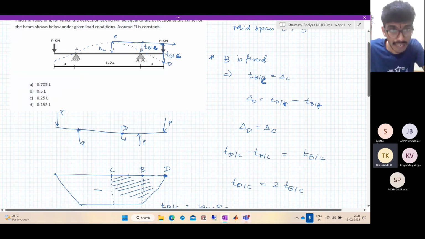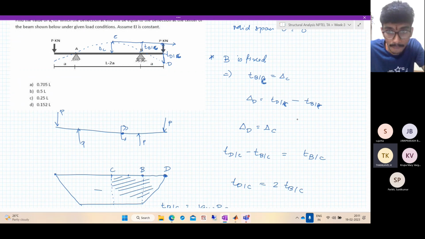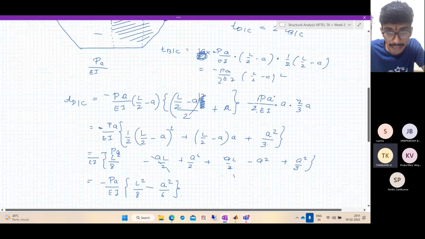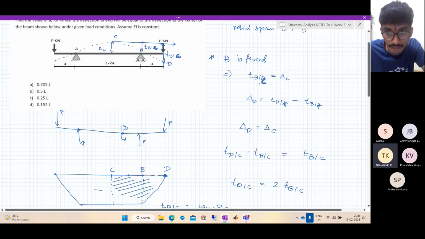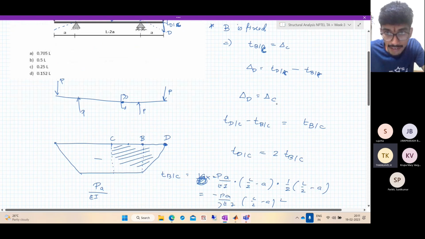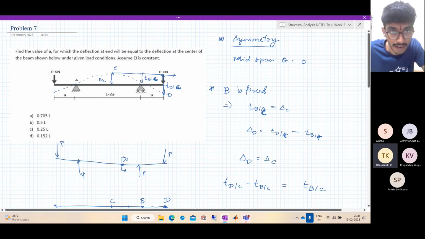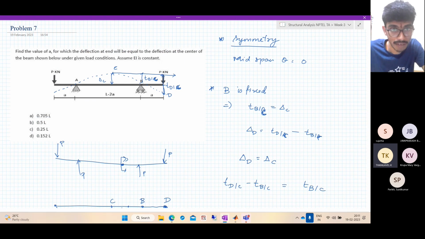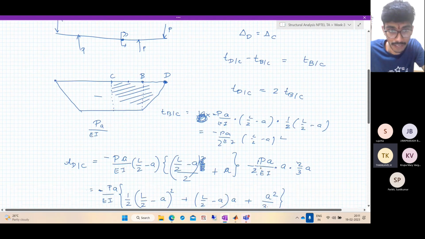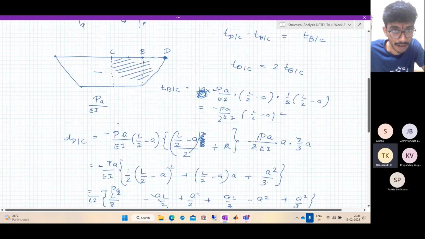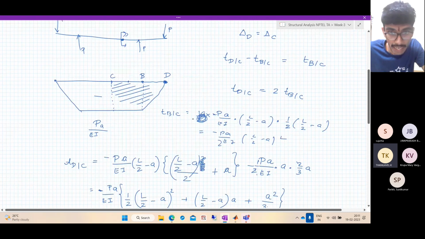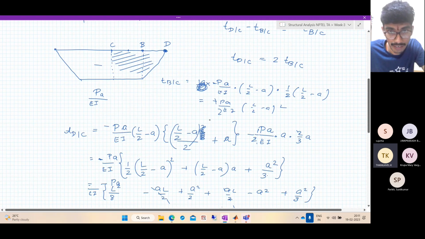So we need to see that delta C is... so the minus sign, right? It should be... there's a sign mistake here. So delta C is TB with respect to C. The point B lies below the tangent at C, so there's a minus here. So delta C is minus of TB with respect to C. So this minus sign will be taken off. TB with respect to C, this minus sign will disappear.